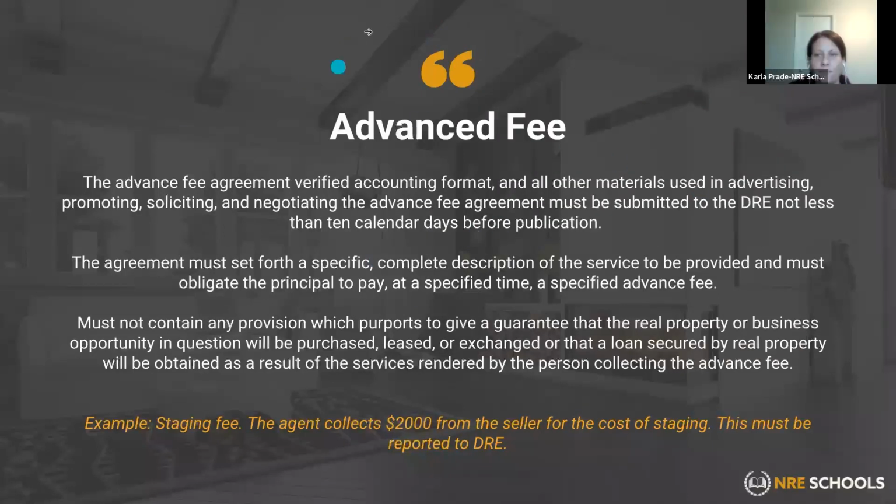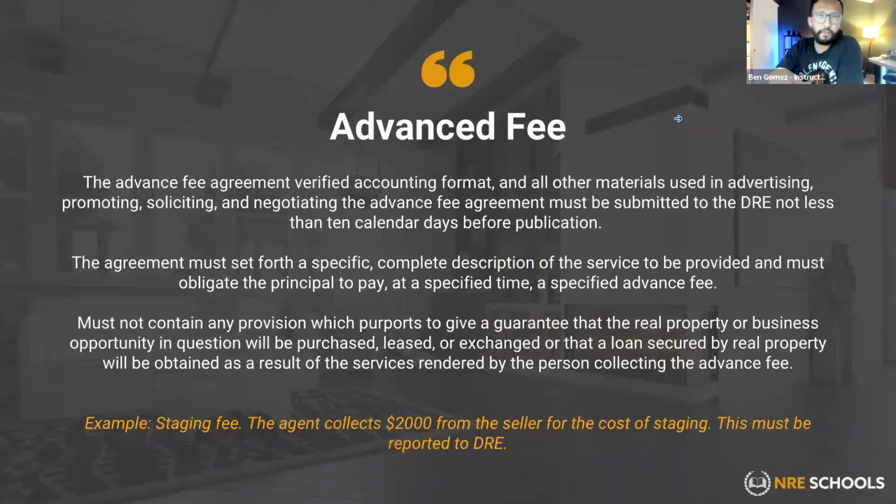So when it comes to advance fee, if you ever see the word advance fee, what I want you guys to know is, you guys as real estate agents, if you guys ever collect money, if Carla's my client and Carla gives me money, I have a long list of steps that I have to do for the Department of Real Estate.